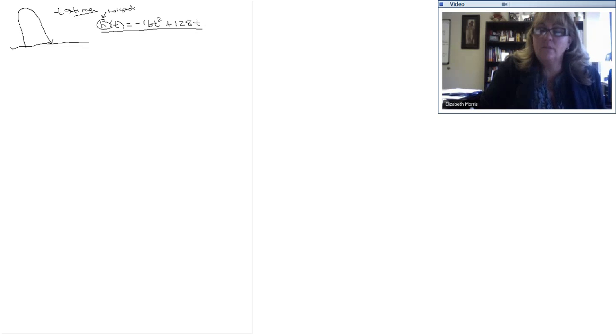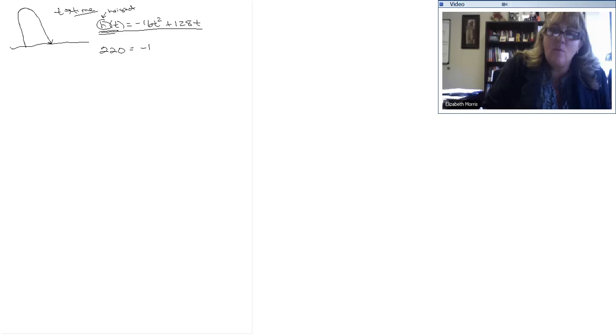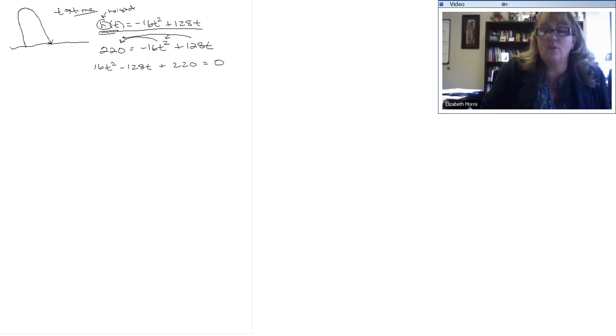Okay? Now, using this, they ask after how many seconds will the rocket be 220 feet in the air. So they're giving us a height of 220 feet, and they want us to solve for time, or t. We can do this. It is a quadratic equation. We get everything on one side, 0 on the other. So I'm going to move this over, and this over, so that I get a positive 16t squared, a negative 128t. I already have a positive 220, and they're all equal to 0.